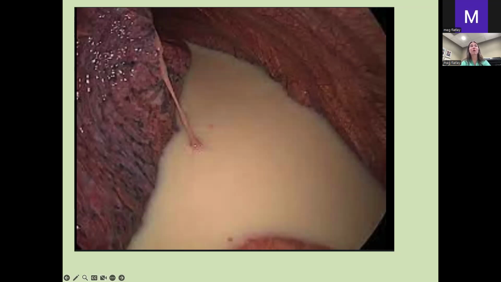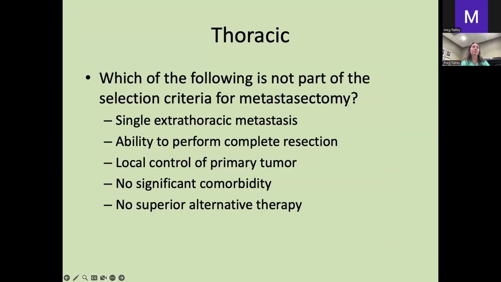Sure, yeah, direct trauma to the thoracic duct. That can be from something you do in the operating room. It can also be invasion from a malignancy, or sometimes they can even be idiopathic.